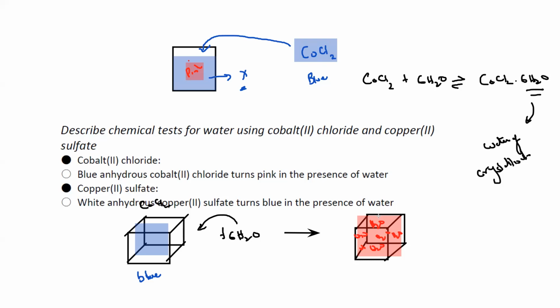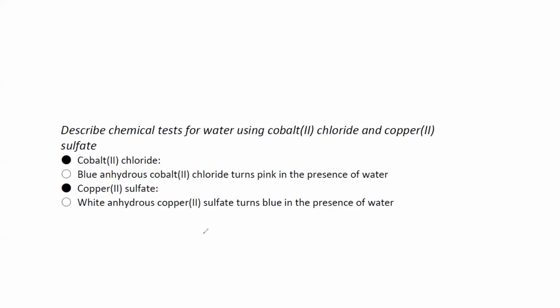So we can use it to test whether the compound is water or not. If it does not change color, it means this compound X is not water. If it changes color, it means compound X is water. Also, there is another way to test. The second way, we can use anhydrous copper sulfate, which is originally white in color.